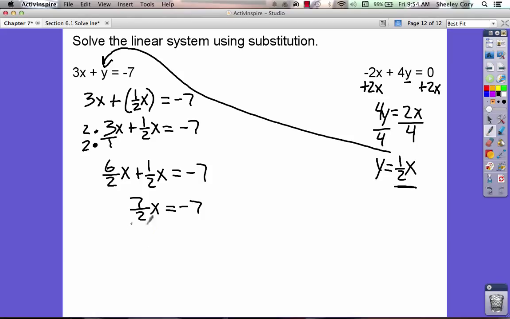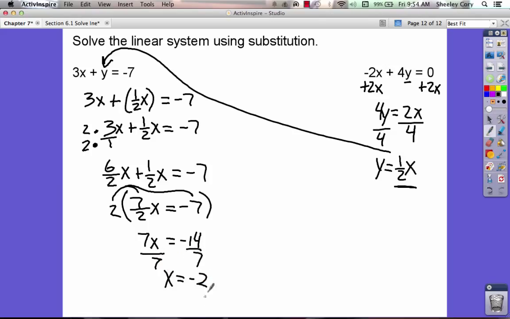Now we want to get rid of this. You can either multiply by the reciprocal, or you could do it step by step. I'm going to do it step by step. I want to cancel a fraction. I multiply this whole thing by 2, so that gets rid of the 2 here, so I have 7x. And remember, I multiply it to both terms, and that's negative 14. Now I can just divide by 7, and x equals negative 2. So I think my x value is negative 2.